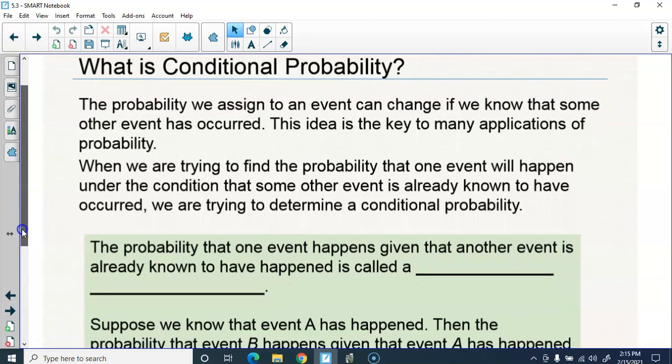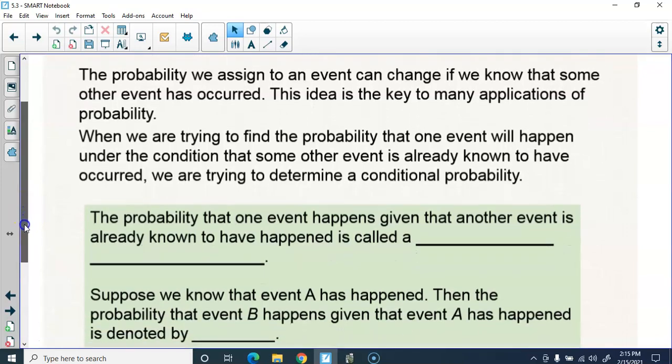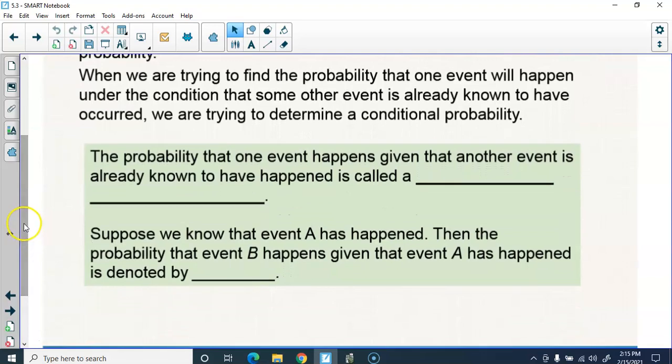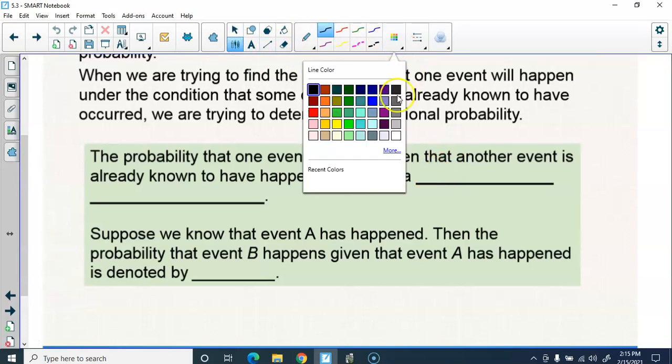So what is conditional probability? The probability we assign to an event can change if we know that some other event has occurred. This idea is the key to many applications of probability. When we are trying to find the probability that one event will happen under the condition that some other event is already known to happen, then we're trying to do a conditional probability. The probability that one event happens given that another event is already known is called a conditional probability.